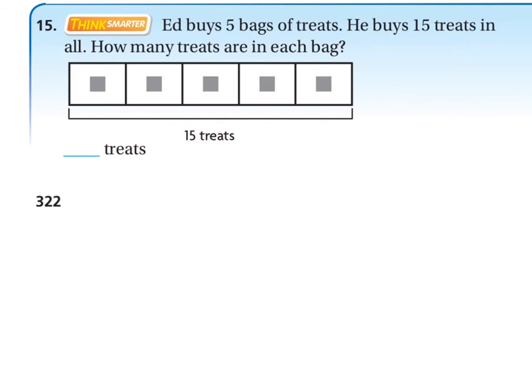In number 15, we're using another bar model. Our bar model is already set up for us, and it shows the 5 bags of treats that Ed buys. Here they are right here. 1, 2, 3, 4, and 5. We can also see that he has 15 treats in all. So we're trying to figure out how many treats are in each bag. This is a division problem. 15 treats divided by the 5 bags.